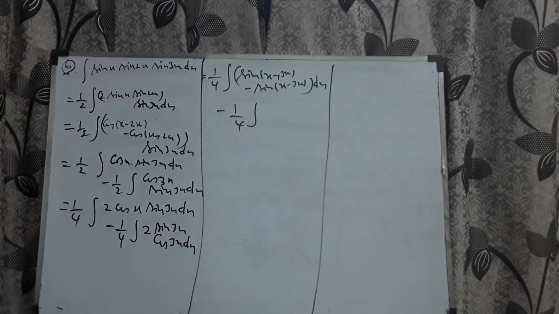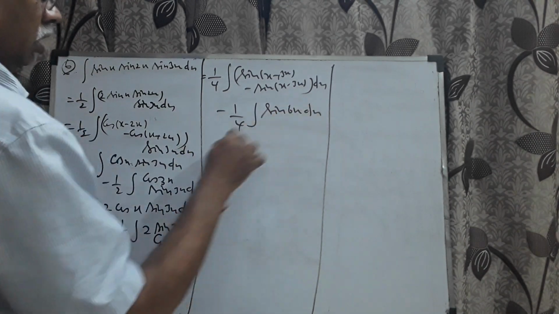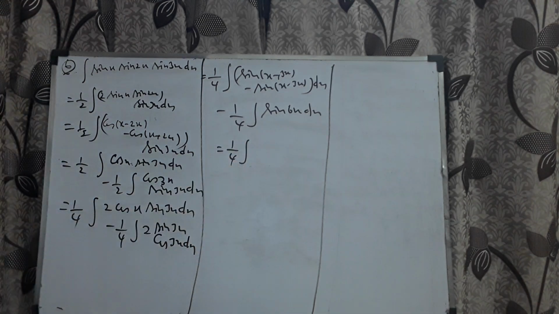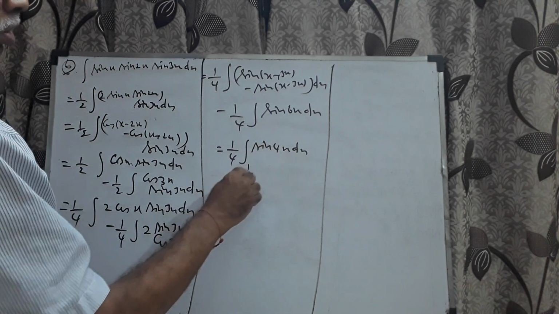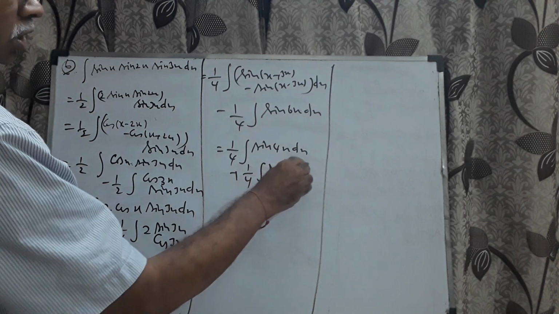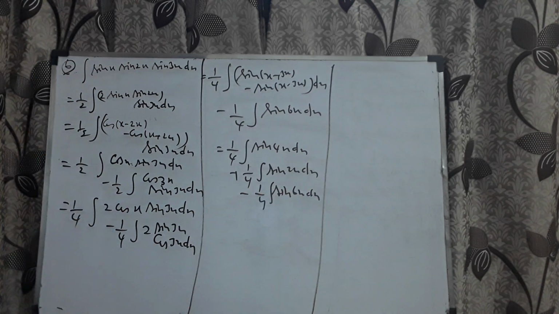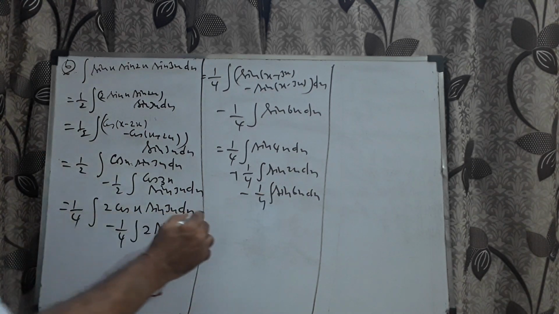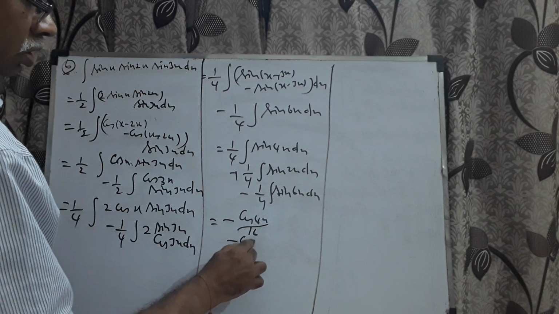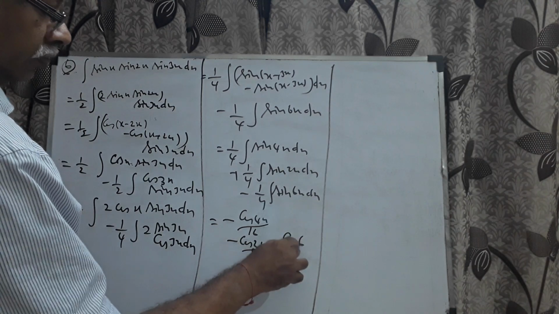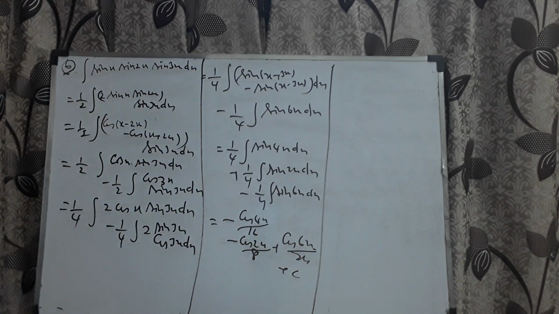Now I'll be using 2 sin a cos a as sin 2a, so this will become sin 6x dx. Therefore this again gets reduced to 1 by 4 sin 4x dx plus 1 by 4 integral sin 2x dx minus 1 by 4 integral sin 6x dx, because sin minus theta is minus sin theta. Therefore this is reduced to minus cos 4x by 16, then minus cos 2x by 8 plus cos 6x by 24 plus c. Let me check the whole answer once again.